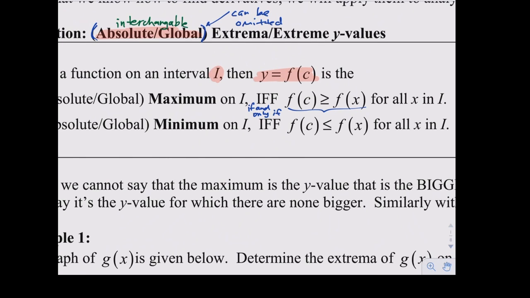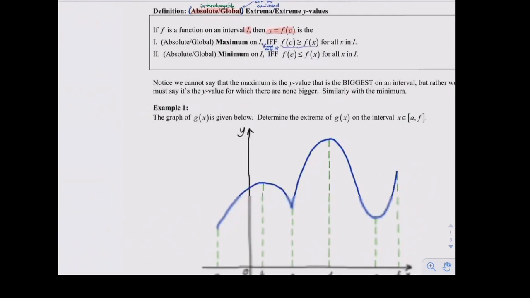Now the equal sign is kind of nice because it says that there could be other y values that are the same value, yes? But because they're the same, it's going to be just one maximum value. There can only be one absolute max. There can only be one absolute min, right? Only one, if it exists. All right.